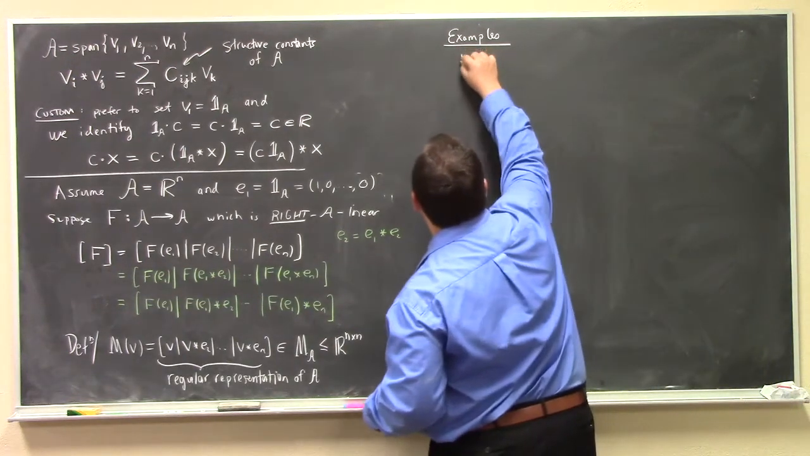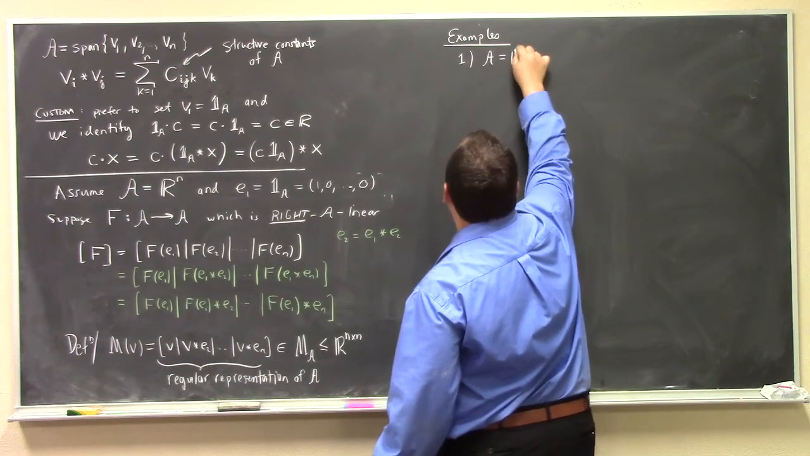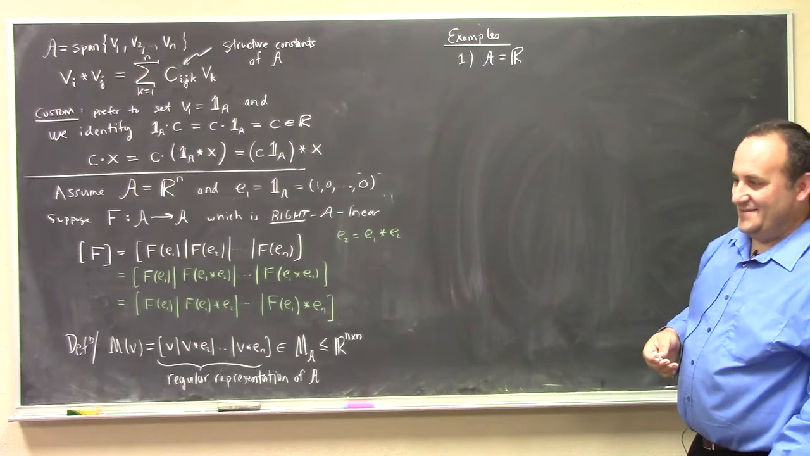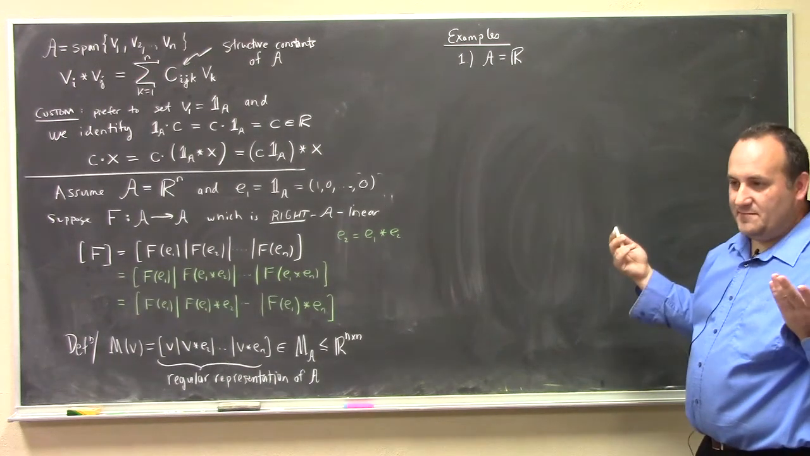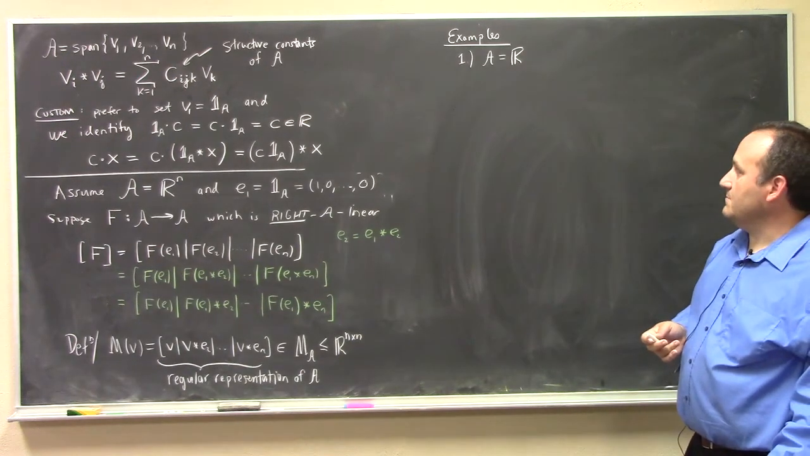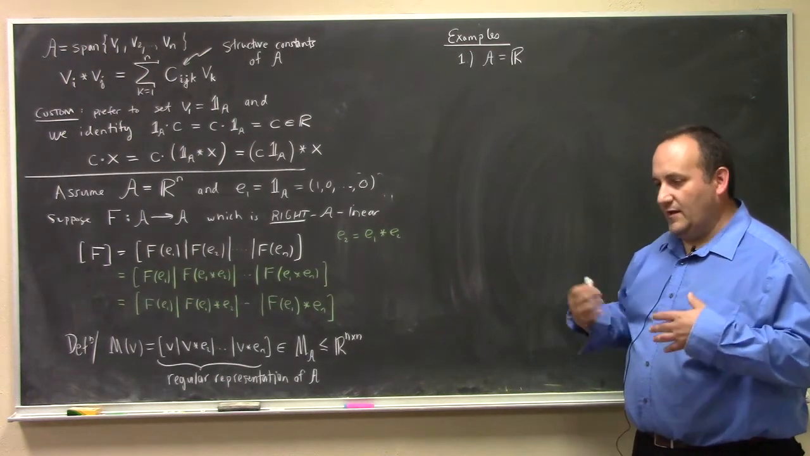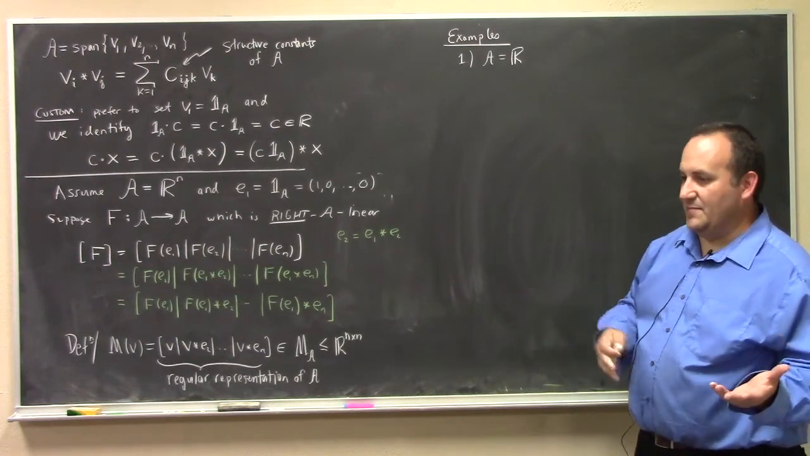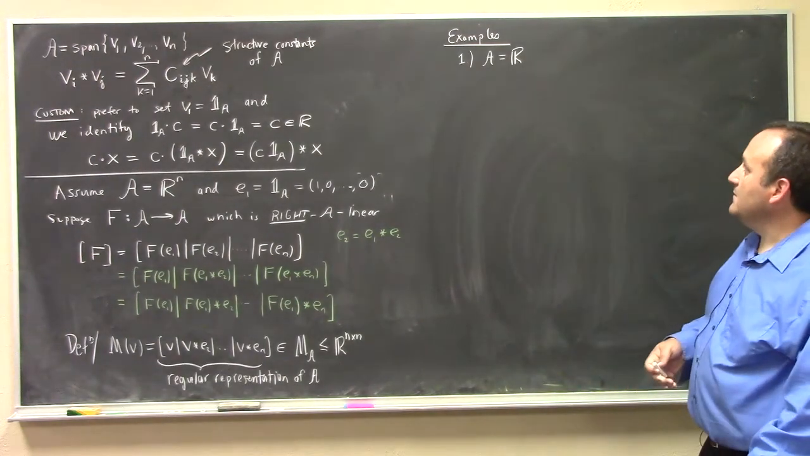Okay. So number one is a very boring example. A equals R itself. So this is an algebra. All right. And connected with our original goal, this makes sense, right? We're trying to generalize calculus over the reals. If we're going to say something about calculus over an algebra, it had better make sense when we make the algebra equal to the reals. Otherwise, what are we generalizing?